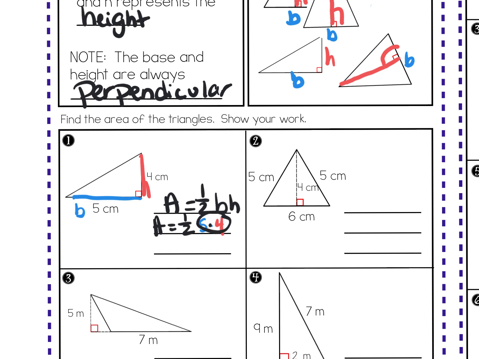So we're going to do 5 times 4 is 20. So I know that this is 20, but I need to find the half of that. Half of 20 means 20 divided by 2, which would be 10. So our area is 10 centimeters squared.